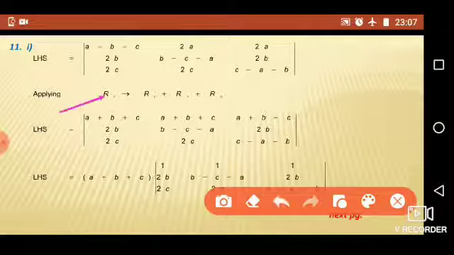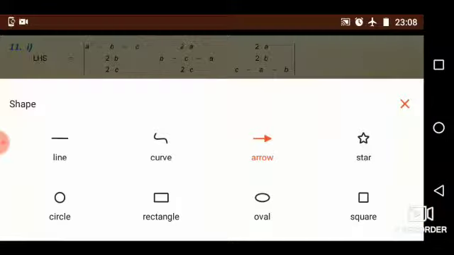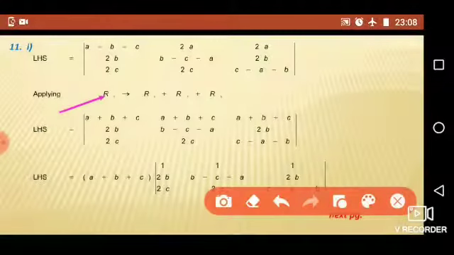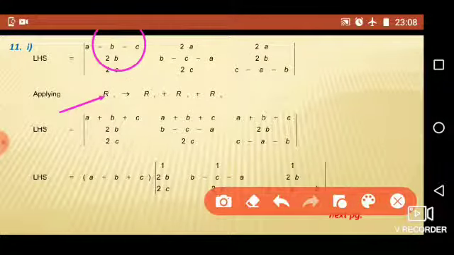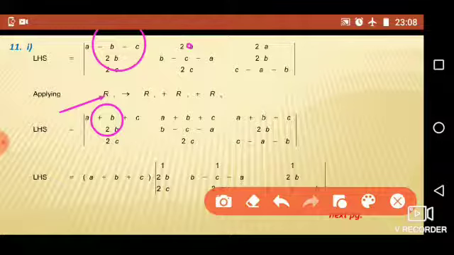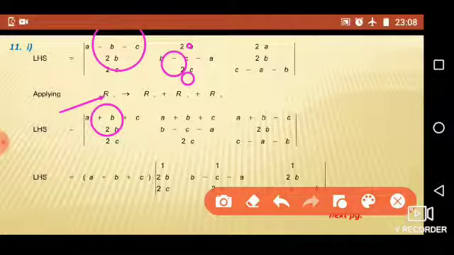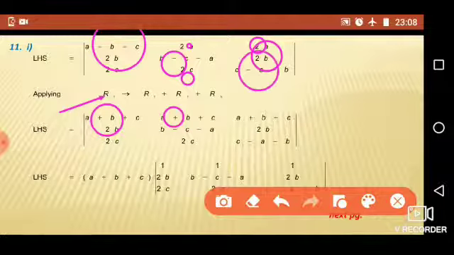Now applying R1 changes to R1 plus R2 plus R3. If I add the corresponding elements of the first row, second row and third row respectively, then we have a minus b minus c minus a minus b minus c plus 2b plus 2c, that gives a plus b plus c. Then 2a plus b minus c minus a plus 2c gives a plus b plus c. And 2a plus 2b plus c minus a minus b, once again gives a plus b plus c.